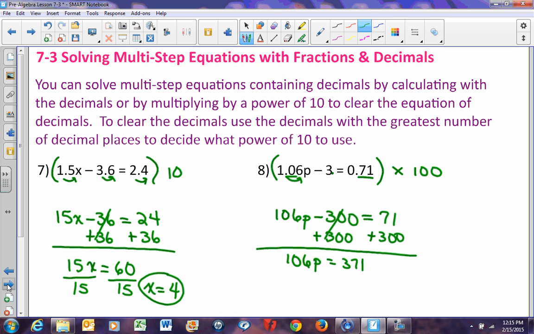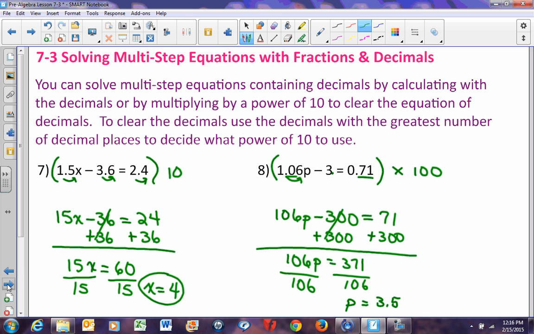Now, even if I've lost my calculator, all I'm doing is dividing by a whole number, so it shouldn't take me anywhere near as long as if I was dividing by a decimal. So if I take 371 and I divide by 106, I should get 3.5.